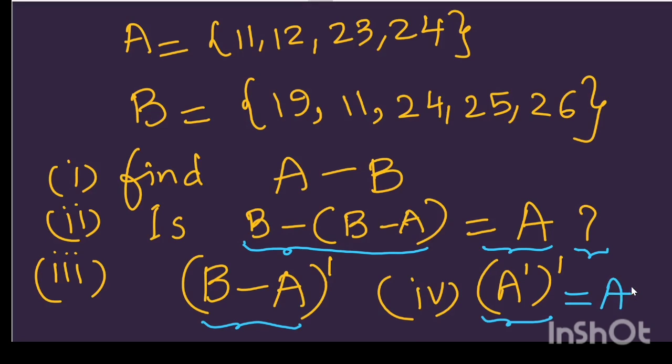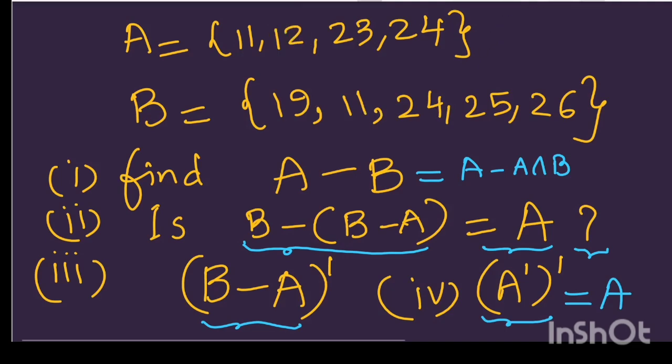Now let's try to find out A minus B. A minus B, as you can see here, is A minus the common elements shared with A and B. So A minus B is A minus A intersection B. So for A intersection B elements, if you see, this is 12.